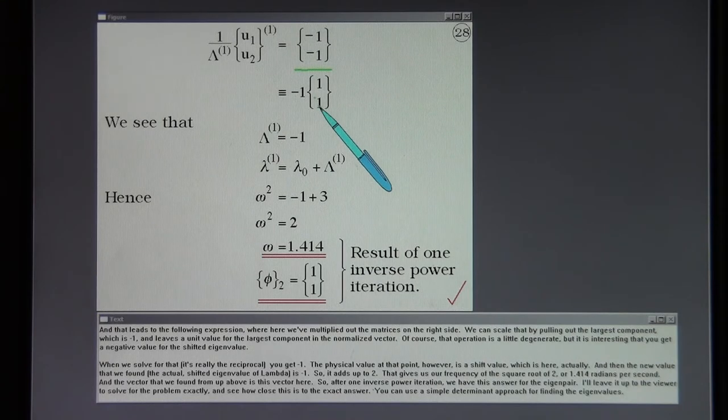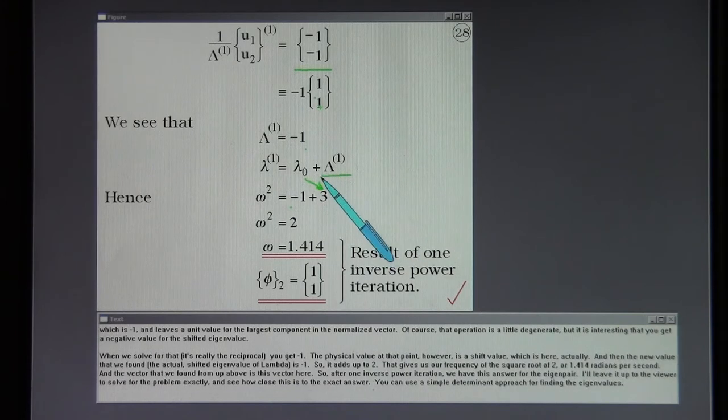Of course, that operation is a little degenerate, but it is interesting that you get a negative value for the shifted eigenvalue. When we solve for that, it's really the reciprocal, you get minus 1. The physical value at that point, however, is the shift value, which is here, actually, and then the new value that we found, the actual shifted eigenvalue, lambda, is minus 1. So it adds up to 2.